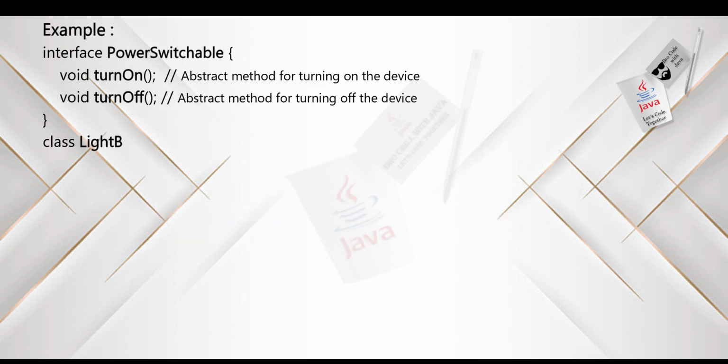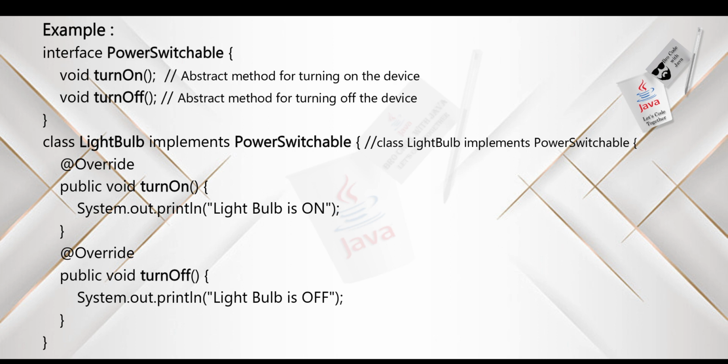Let's see an example. The power-switchable interface declares two abstract methods, turn on and turn off, representing the common functionality of devices that can be powered on and off. The lightbulb class implements the power-switchable interface, providing specific implementations for turning on and off.